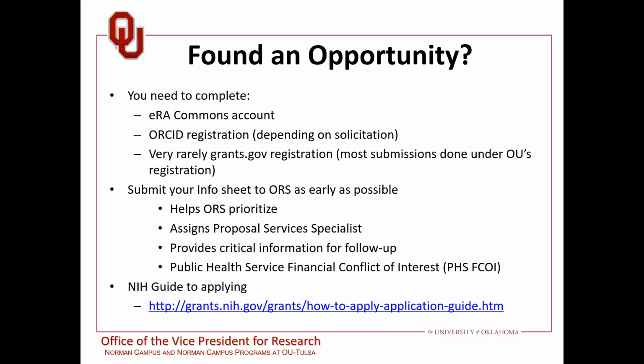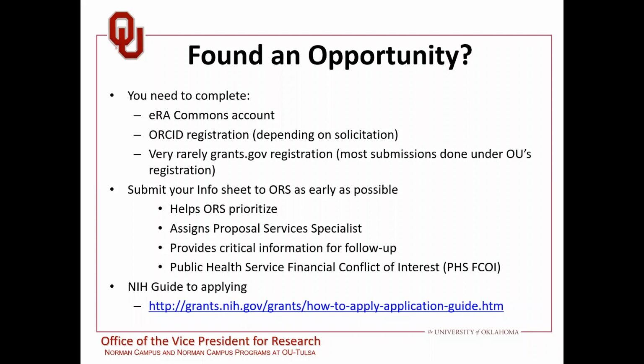Usually the solicitations will say something about you needing a grants.gov registration, and that's not the case unless the funds are going to come directly to you. In the solicitation, they're just doing a general announcement about these are the things that you need to be able to do a submission. When you do this submission, if it's going to be coming through the university, then you'll use the university's registration. Actually, ORS will for you.